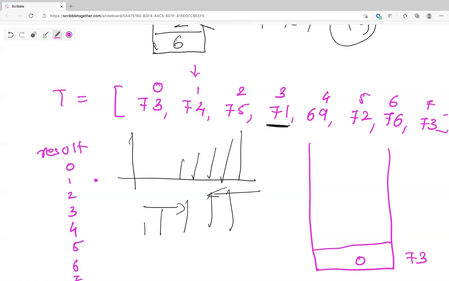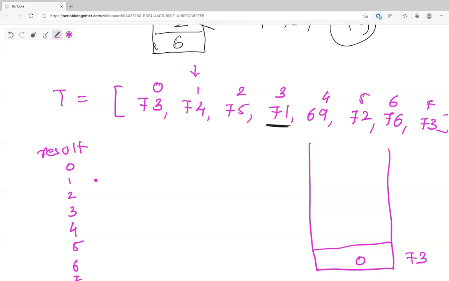So basically, whenever you see any temperature and you're using a stack, what is going to pop the temperatures out of the stack? If you see anything higher than what is currently present in the stack, that is what you're going to pop out, correct? And that is what you're going to use to see the difference between the indexes.